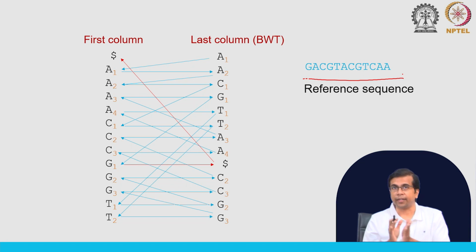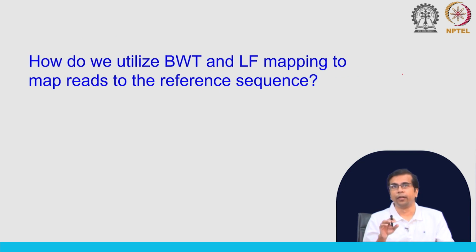So, hopefully it is clear how we can utilize this information of BWT and the first column using LF mapping to generate the original reference sequence. So, it means this is a very efficient way of storing the genome information. Just storing the BWT can give you the reference genome sequence, and it can help in read mapping. We will see how we can utilize this information and the last-first mapping property to map reads in the next class. We will utilize this BWT information and LF mapping to map reads to the reference sequence.